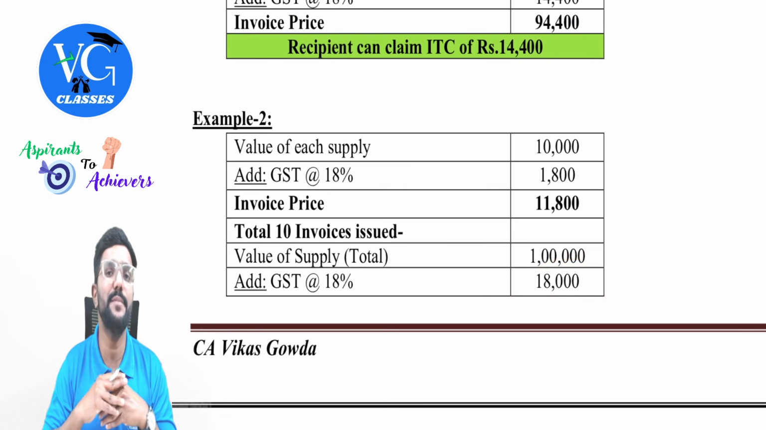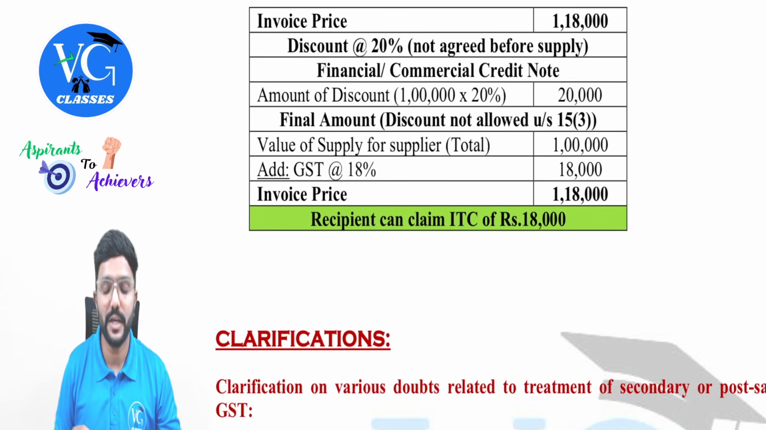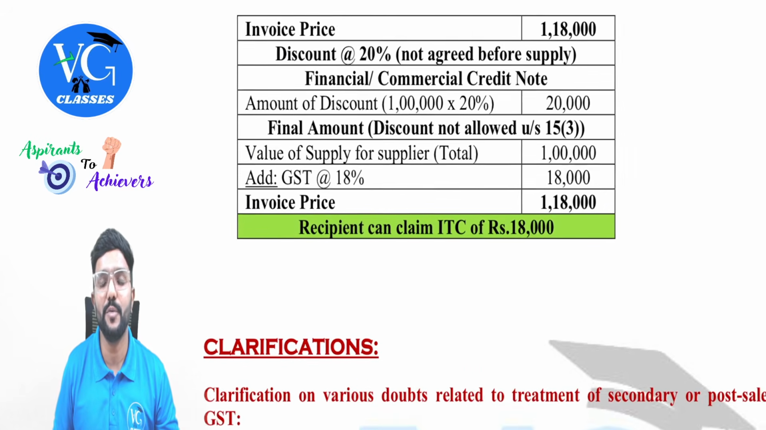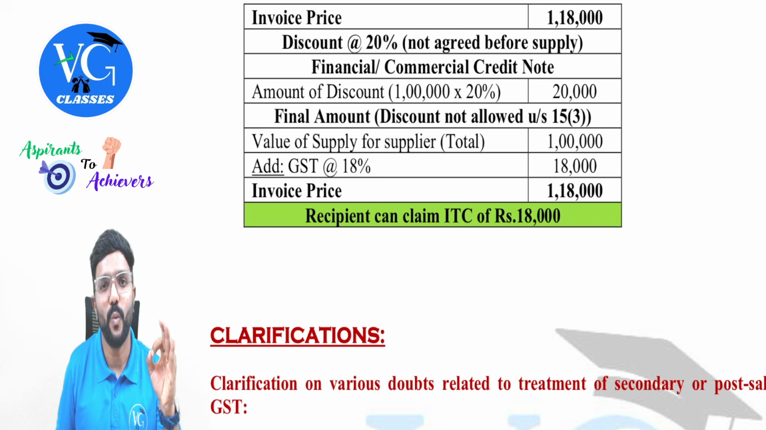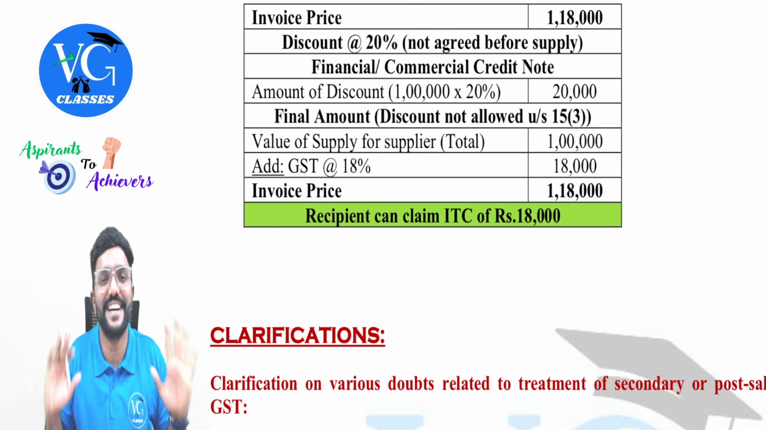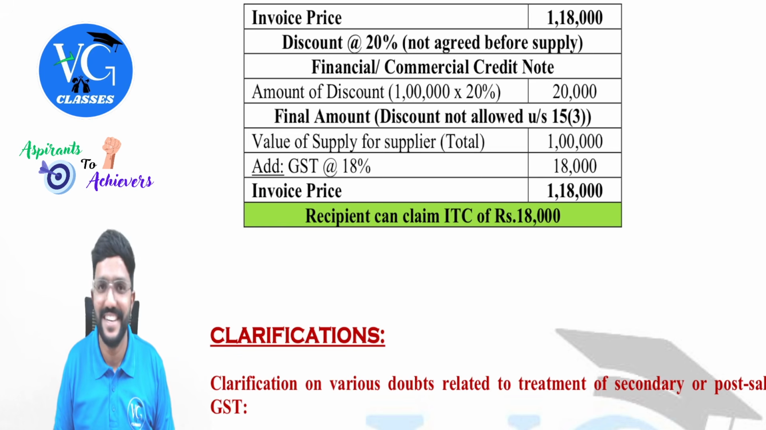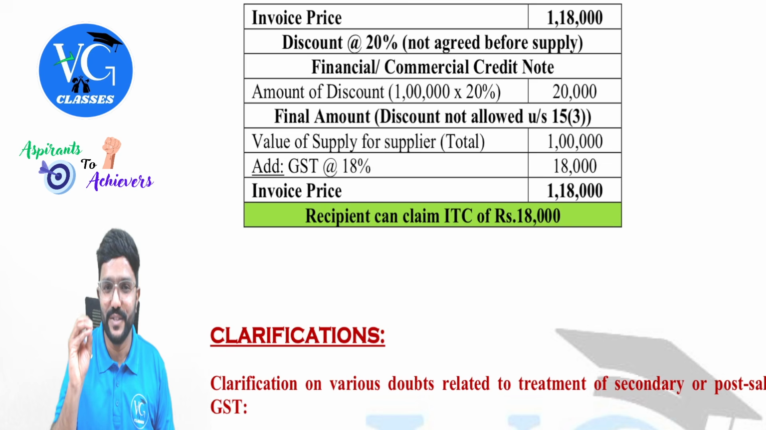If he has not yet claimed credit, now after the issuance of this financial or commercial credit note, how much credit can recipient claim? He can claim full 18,000. Whatever is the output tax of the supplier, the recipient can claim full credit, guys. Is that clear? Yes. So that is the difference.